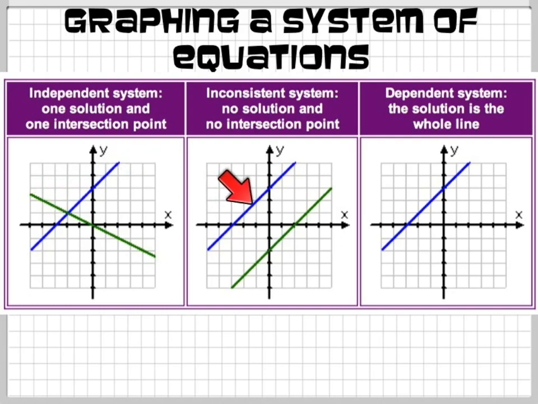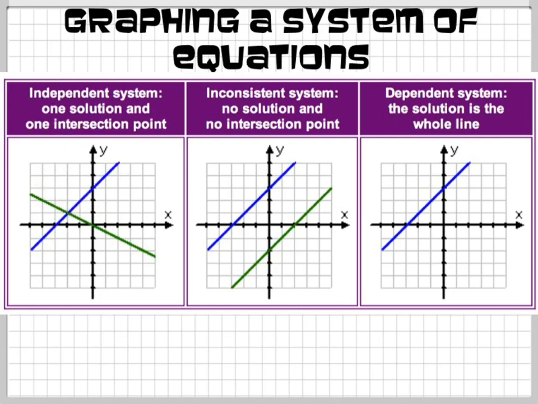Here, they don't cross at any point. Now here, you can't see the second line because the lines are on top of each other. They are the same line. Whenever you get the same line, then you have many, or infinitely many solutions. Okay? Now, this one's called an independent system. Whoa, it just changed like that.